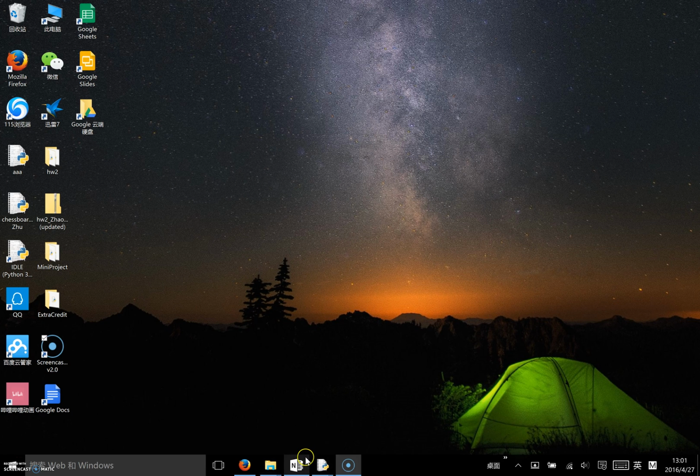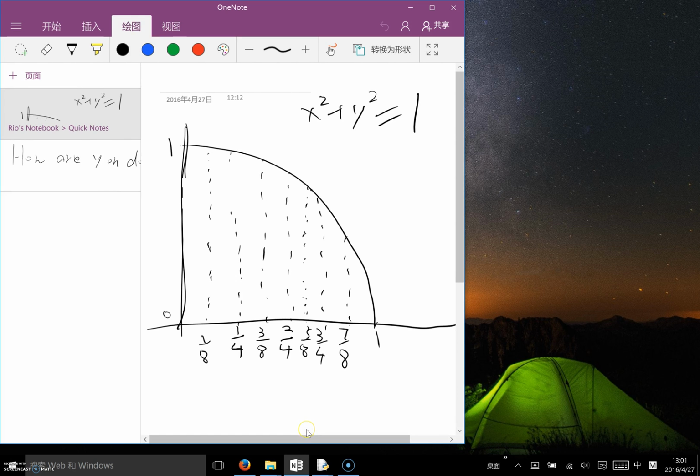Testing, testing. So today we are going to talk about how to calculate the area of a quarter of a unit circle. That is a circle with the radius of 1.